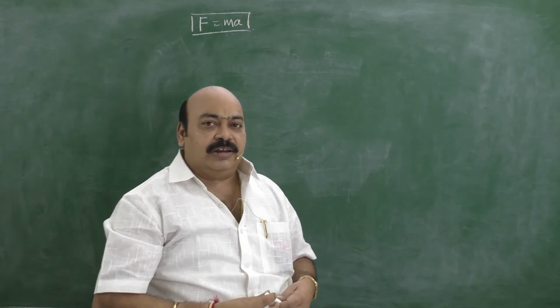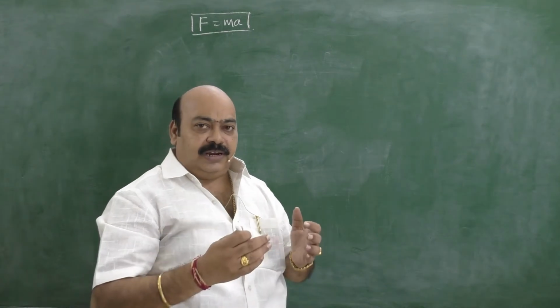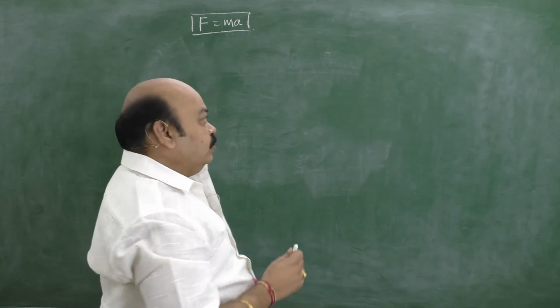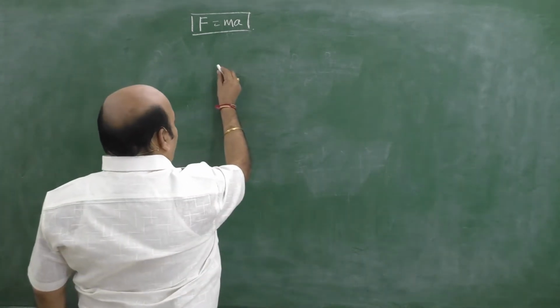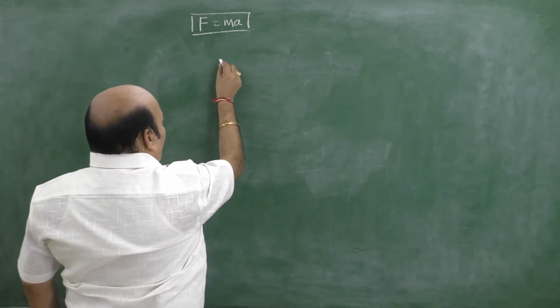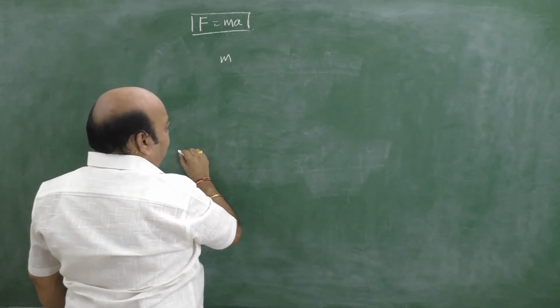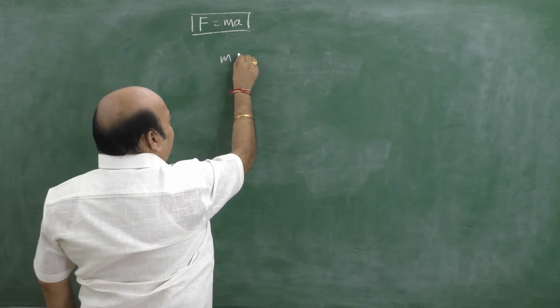Now we are going to calculate what is the force required to hold the gun. What parameters do we have? Let us see. So we have simply mass of each bullet is m. What is the velocity of each bullet? It is v.